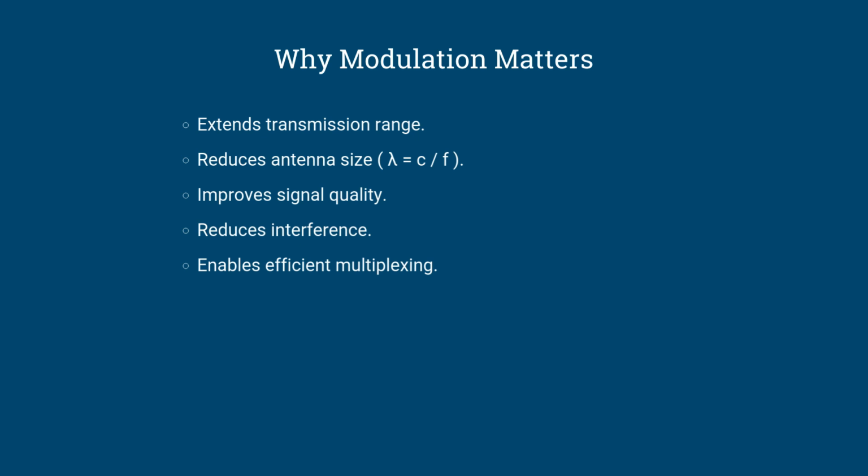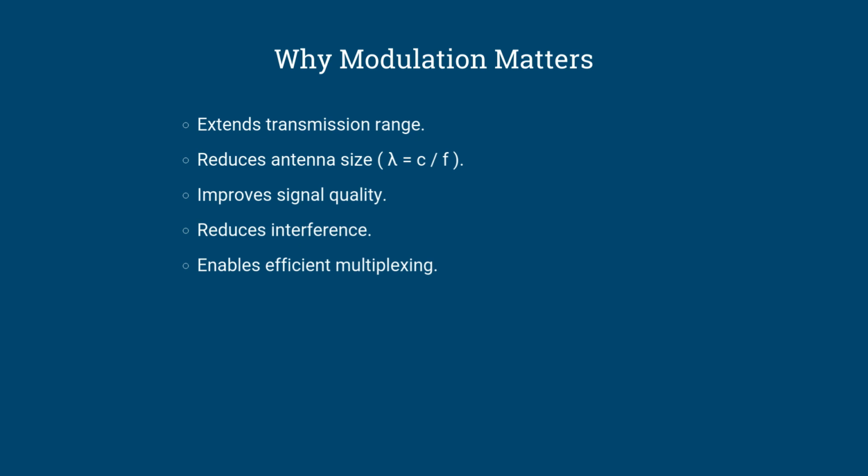First, it increases transmission range because high frequency waves can travel farther. Second, it reduces antenna size according to the formula lambda equals c divided by f. Wavelength is inversely proportional to frequency. So high frequency means smaller antenna size.